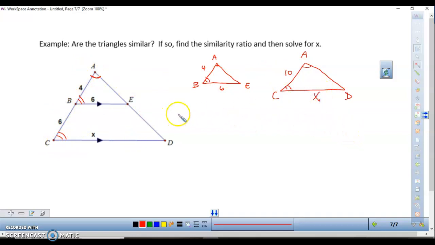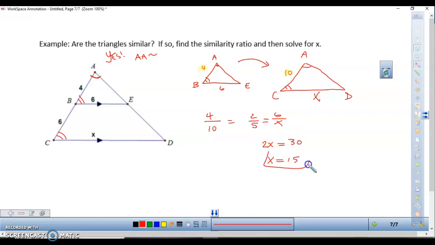So are they similar? Yes, they are similar because of angle-angle similarity. Next, find the similarity ratio. Well, if you look at these triangles, this and this correspond. So the similarity ratio is 4 over 10, which is 2/5. And then I'll use that to solve for X. 2 over 5 is equal to 6 over X. And I'll cross multiply and I'll get 2X is equal to 30. So X is equal to 15.